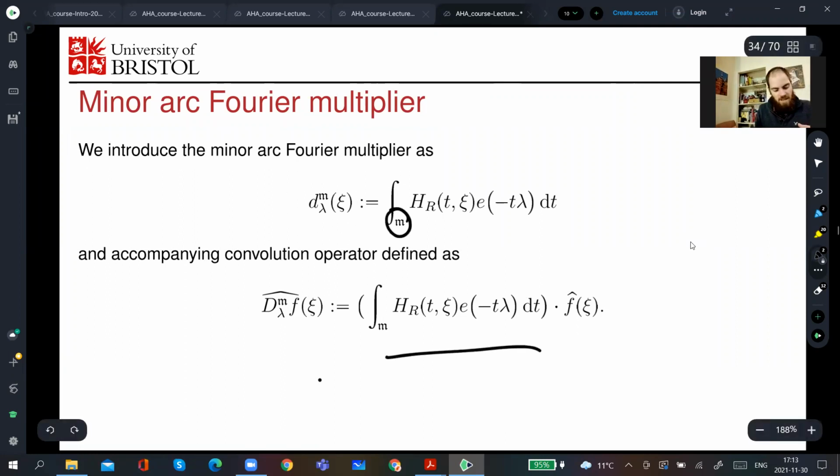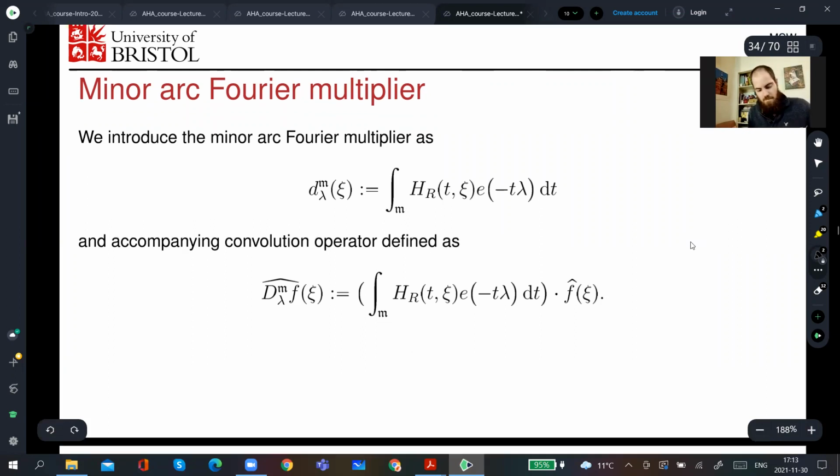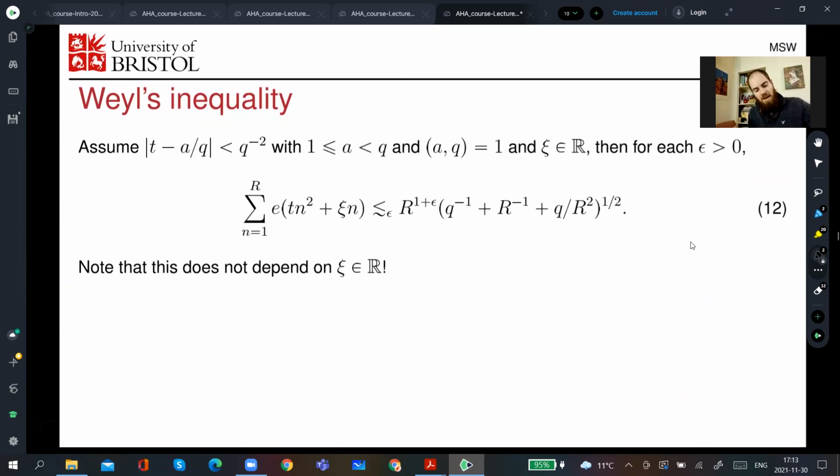Much like how we defined our first differences and our first approximation. So, to remind you, Weil's inequality is how we're going to prove this. We're going to use two ingredients, Weil's inequality and that main L2 lemma. So what was Weil's inequality?